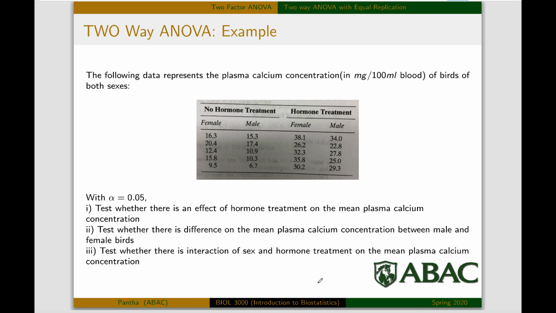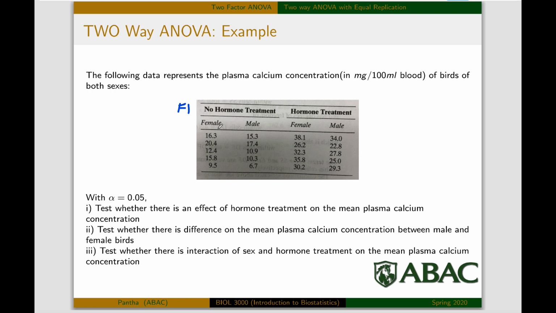So, two-way ANOVA. The following data represents the plasma calcium concentration in milligrams per 100 milliliters of blood of birds of both sexes. Here you see that one factor is the treatment type, no hormone and hormone treatment, and another factor is the gender, right? Under the no hormone treatment there are two gender levels. So this is factor 1: the first factor is the treatment type, hormone and no hormone, and the second factor is the gender, male and female.